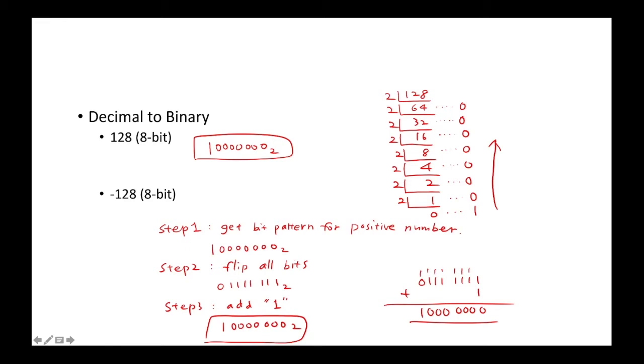Let's practice converting decimal to binary using the integer encoding standard. First, let's consider a positive integer to 8-bit binary. In this case, we use a classical method of continuous division by 2 until the remainder becomes either 0 or 1. Then we read remainders from bottom to top. So 128 decimal is converted to 10000000 in binary using unsigned encoding.